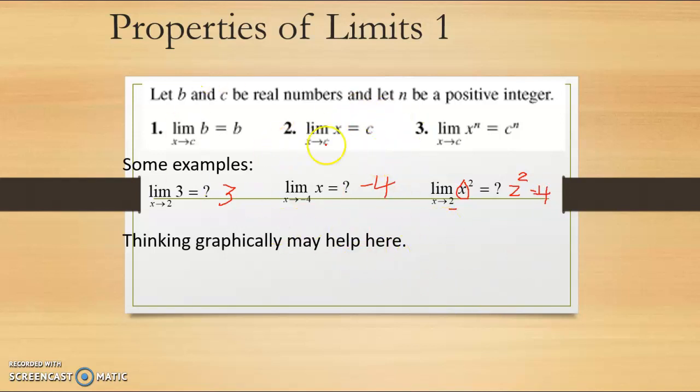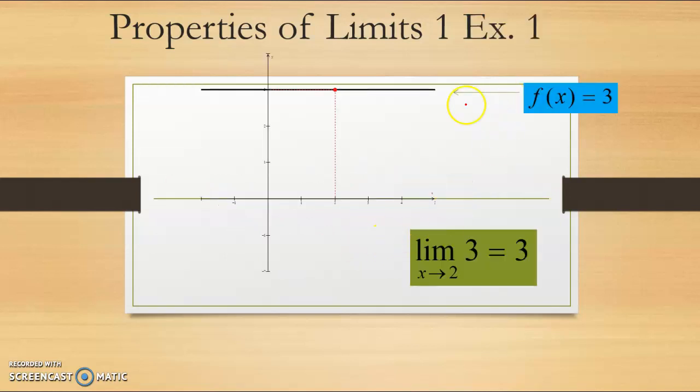We'll see how we can represent this as a graph. The first one, if the function is 3, we can represent it as f of x is equal to 3. That is a horizontal line that goes through the point 3. If we want to find any limit on the x-axis, as x goes to 0, 2, 7, 9 or anything, the value is always 3. That's the first property.